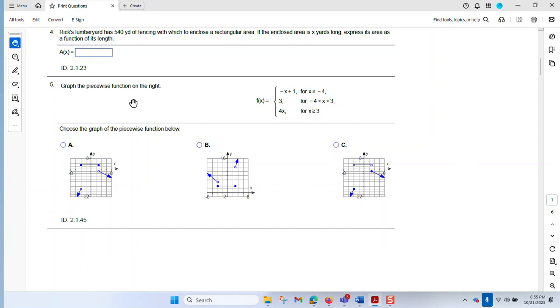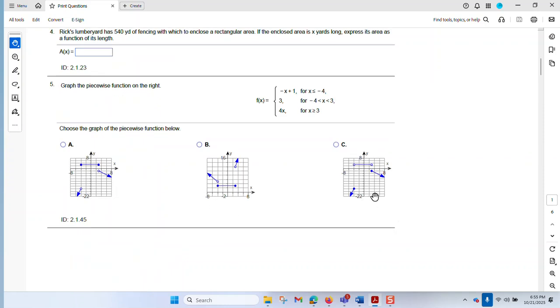Okay. Graphing. This one is called a piecewise function because this function combines 3 pieces, right? So this one limits the x value to x less than or equal to -4, right? And then this will be negative x plus 1, okay? And between -4 and 3, this will be just 3. All right, so you can look at which one is the correct answer, right?